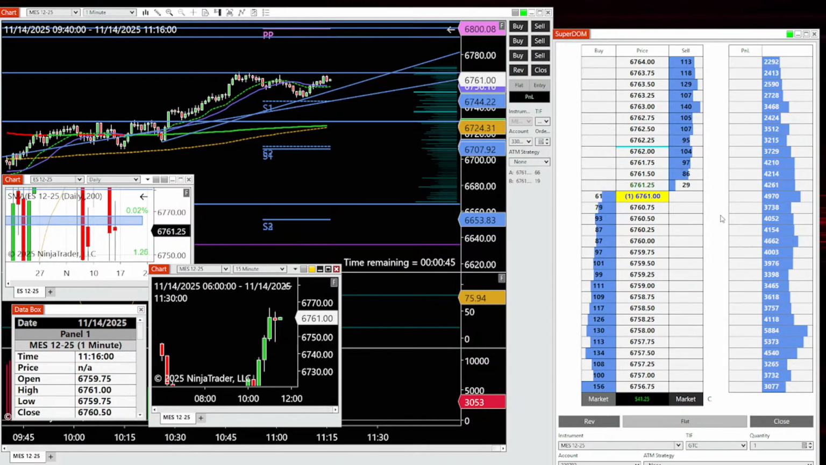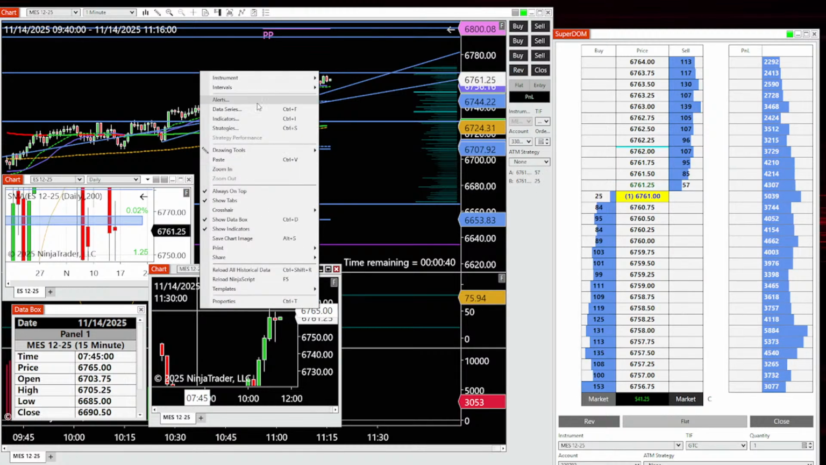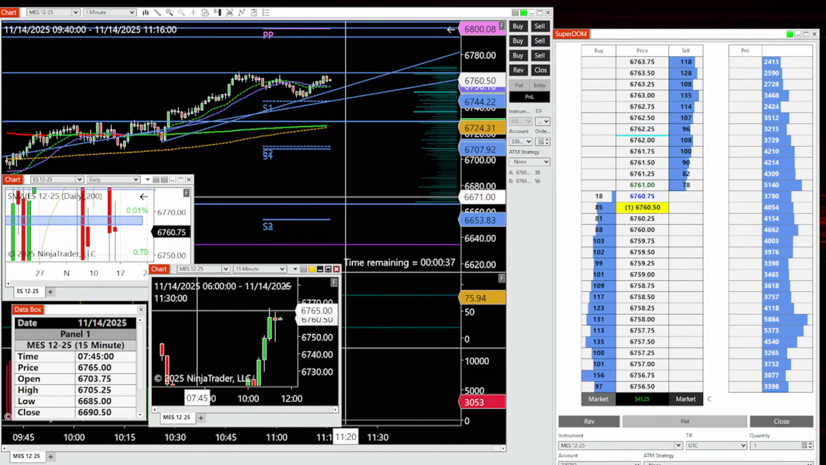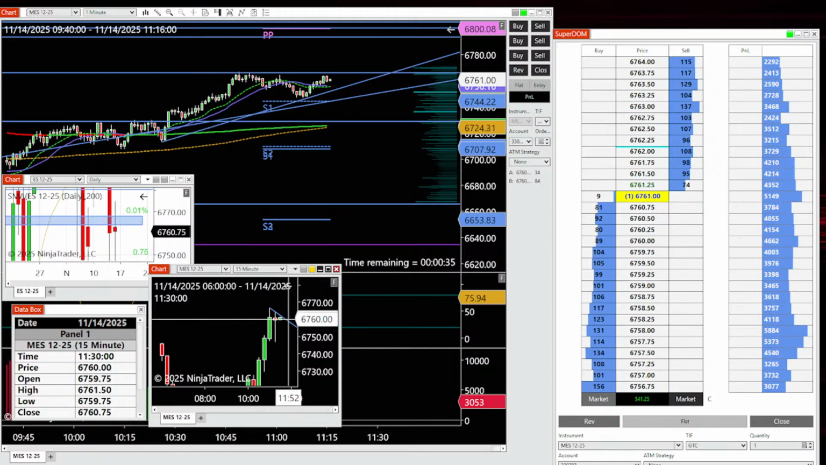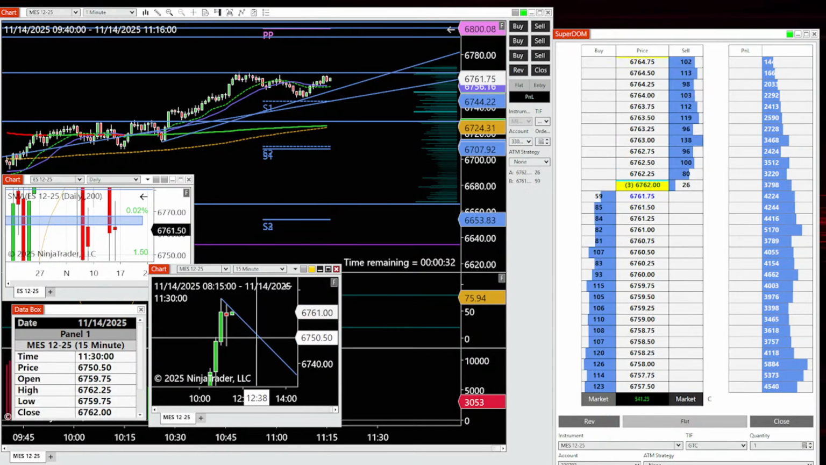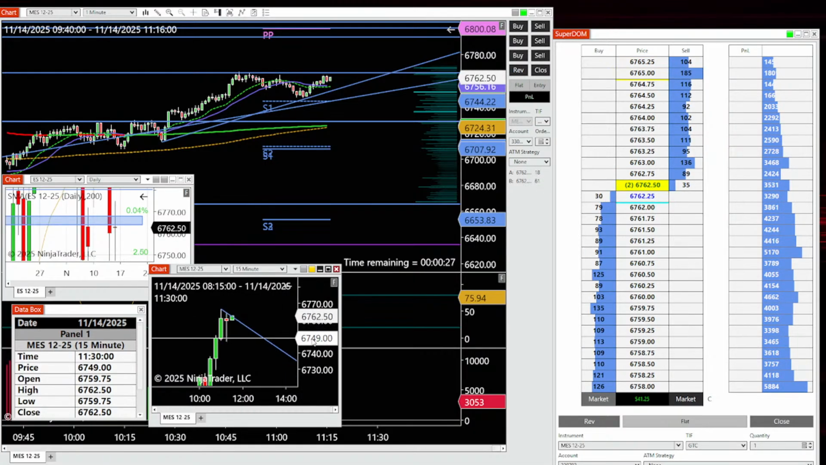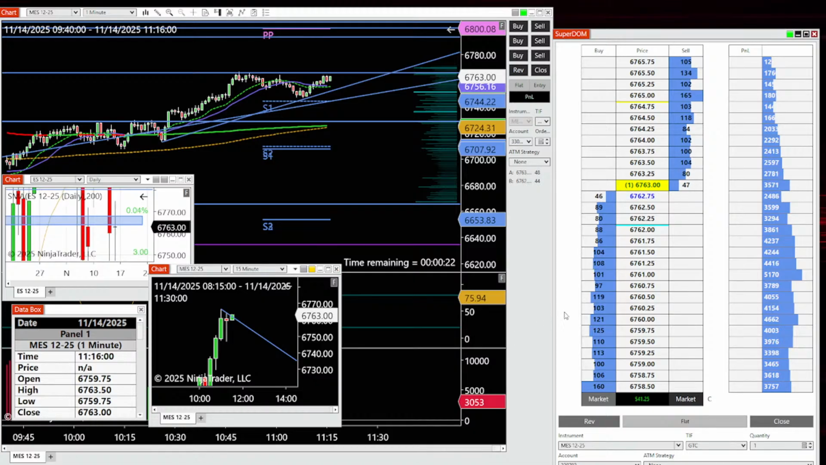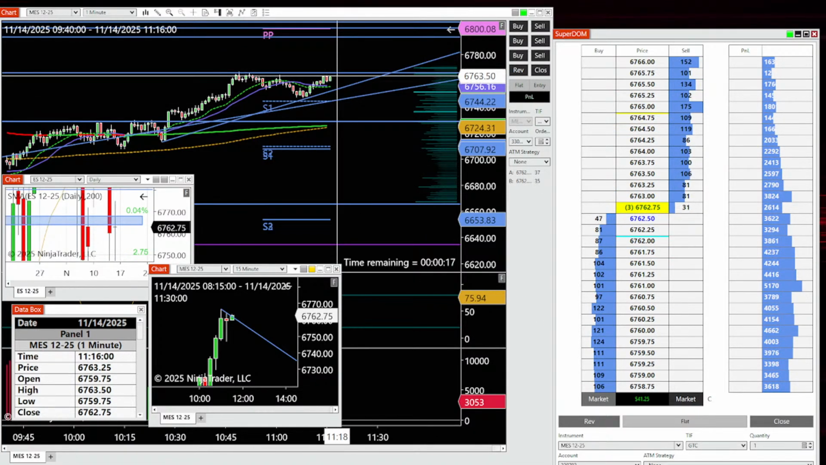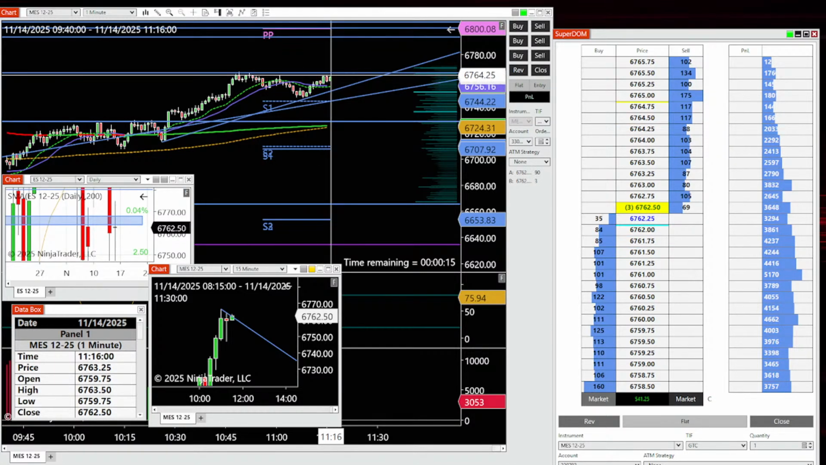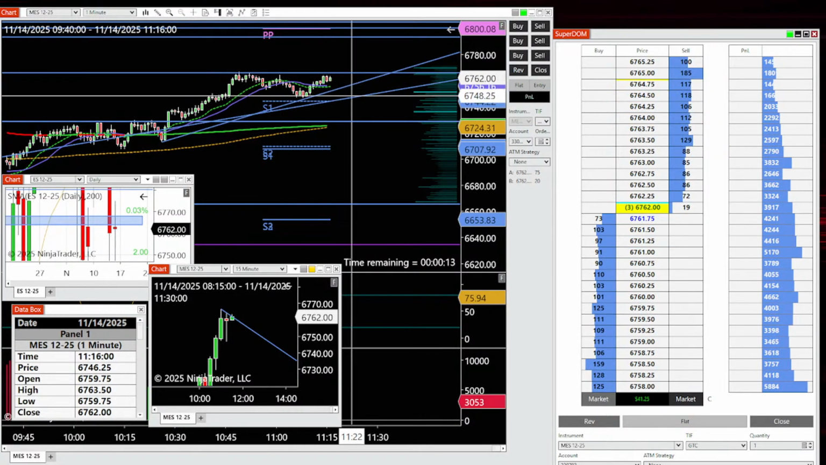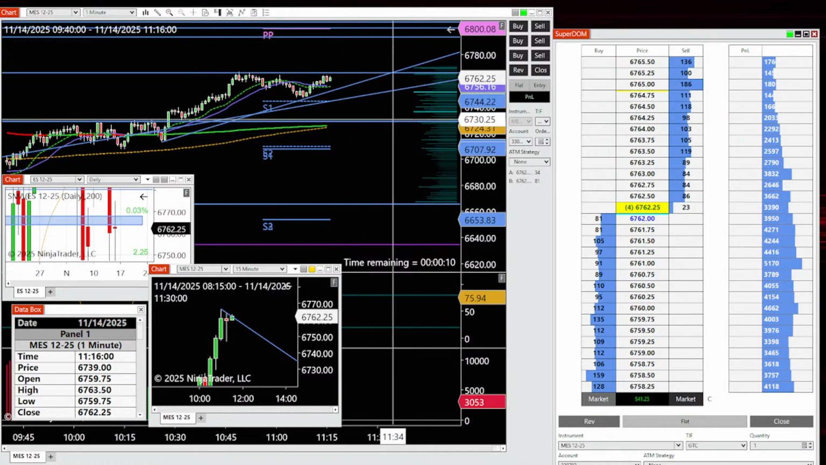Let's see. But we have, alright, let's go here. It's gonna break it. High 64. Looks like it wants to do an engulfing. Green, red, then do an engulfing. Maybe. And break out of that high today.